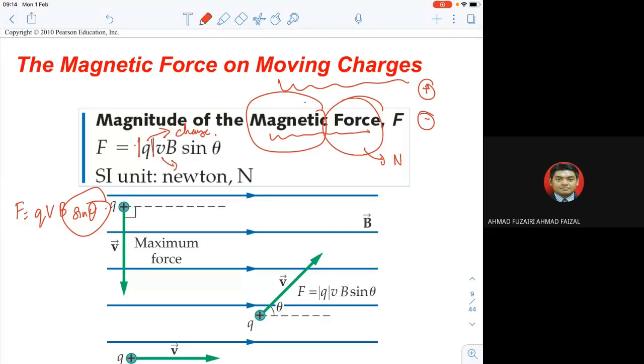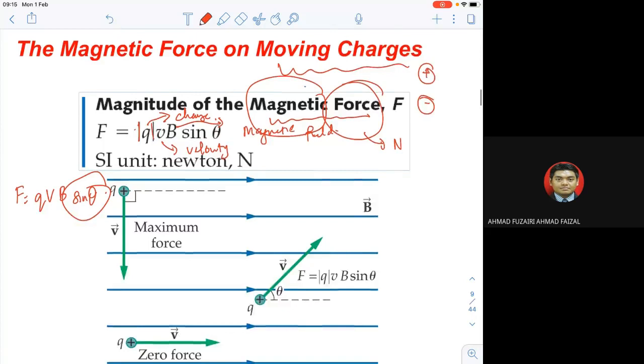How about V? V is the velocity of the charge. The charge will move with a certain velocity. And B is the magnetic field. Now we have F equals QVB sine theta. F is the magnetic force, Q is the magnitude of charge, V is the velocity, B is the magnetic field. And sine theta is the angle between velocity and magnetic field.